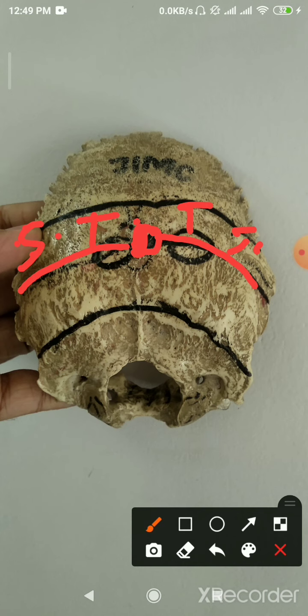Now the superior nuchal line forms the boundary between the scalp and the neck. That means above the superior nuchal line, the area is the scalp, and below the superior nuchal line, the area is part of the neck.